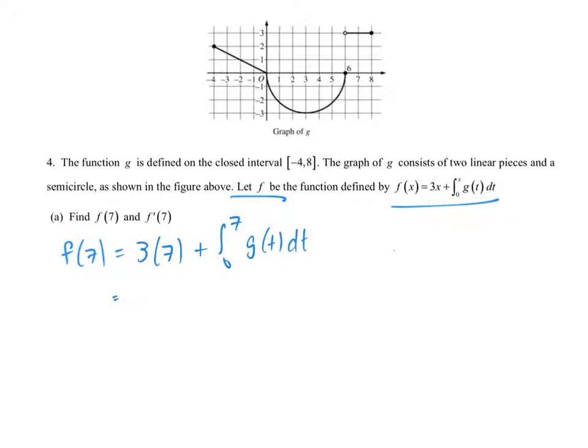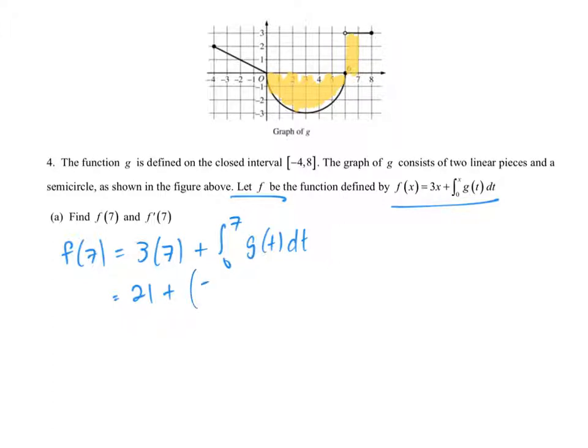Okay, so this will equal 21 plus the area under the curve of g of t from 0 until 7. And so that will include this half circle right here from 0 until 6, and then it will include this rectangle from 6 to 7. The circle is going to be negative since we're integrating in the correct direction, and that circle is below the axis.